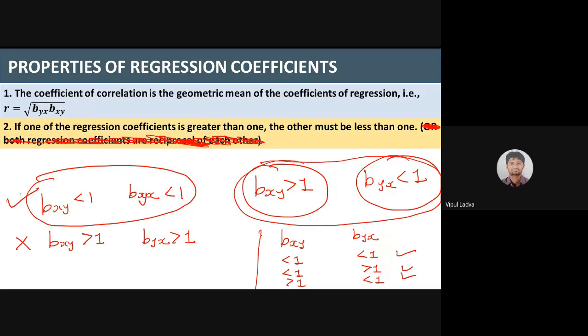As I said, two questions from the GATE examination, one of them was based on this property. If someone remembered this property, they would immediately cancel an option, saying this cannot be, A is cancelled, B is cancelled, C is cancelled, D is the only option that can be correct. So this is very, very important: if one of the regression coefficients has a value greater than 1, then surely the other will be less than 1. Am I clear with this? Please reply. Good.